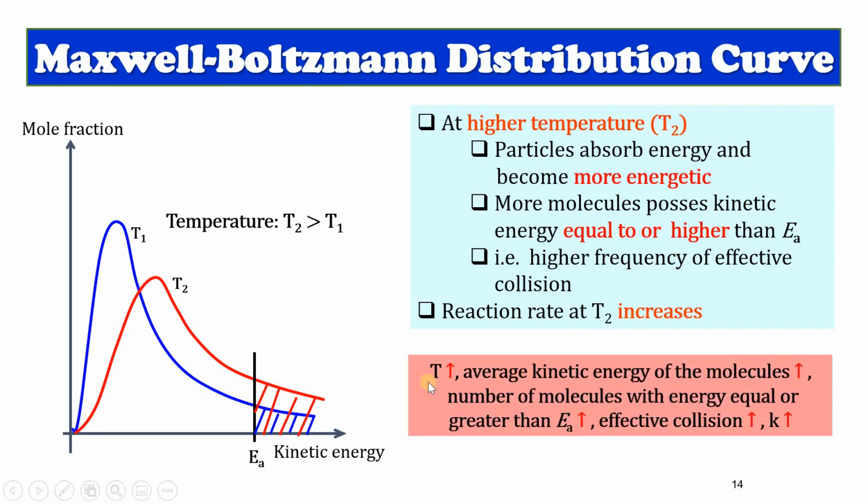So, conclusion: at high temperature, average kinetic energy of the molecules will increase. The number of molecules with energy equal to or greater than EA will increase. Effective collision will increase, and finally the rate constant will increase.